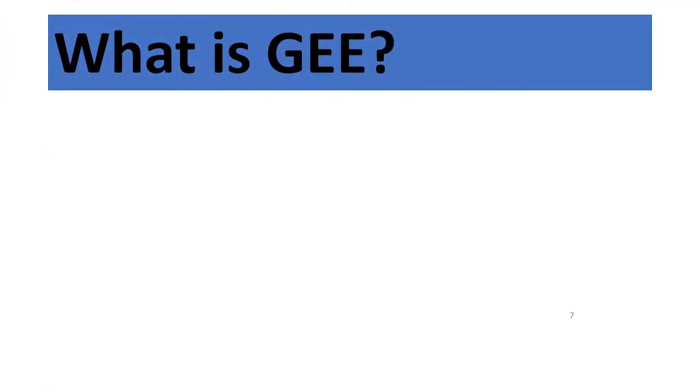So what is GEE? Google Earth Engine, the short form is GEE, and Google Earth Engine is a totally cloud-based platform for geospatial analysis. Okay, so it is a cloud-based platform. That's why when you run the Google Earth Engine platform, you don't need to download any types of software such as ArcMap or QGIS or ENVI. You don't need to download any types of software because it is a totally cloud-based platform.